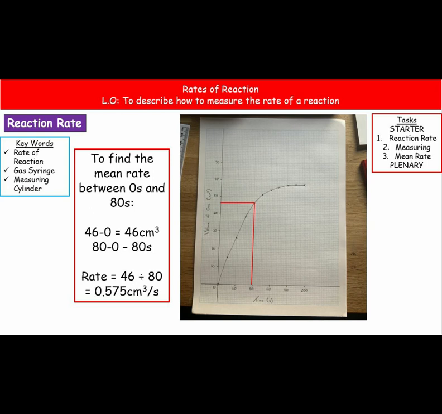So what I'd suggest you do is just jot down a couple of points, maybe a sketch of the graph just showing you how to do it in your books, just as a reminder as to how to calculate the mean rate. So I'll leave this up here for about a minute.